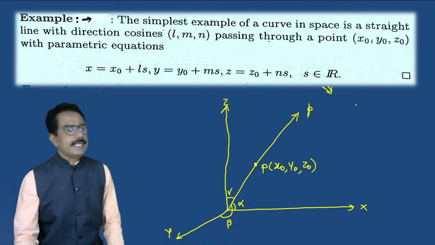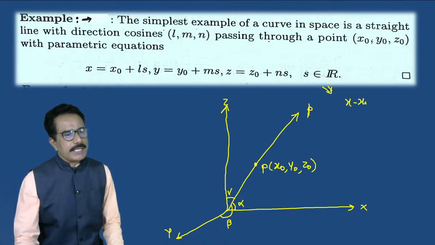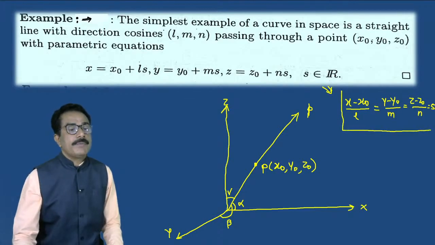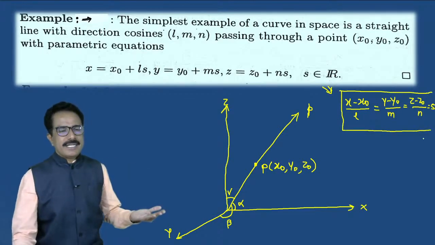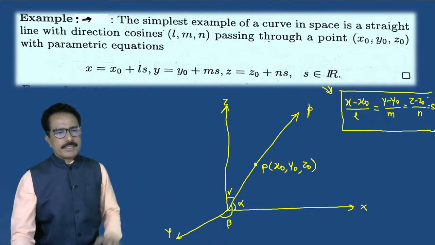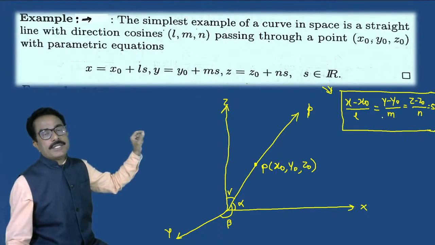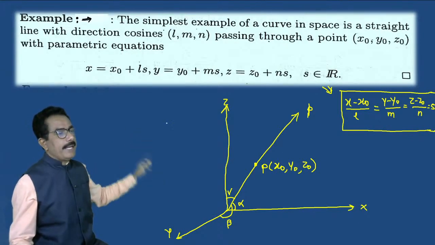We can write in the Cartesian form (x minus x0) divided by l, which equals (y minus y0) divided by m, which equals (z minus z0) divided by n, which equals s. This is also the equation of a curve. We consider that curve. The simplest example of a curve is this. So this is the parametric and Cartesian equation of the curve.